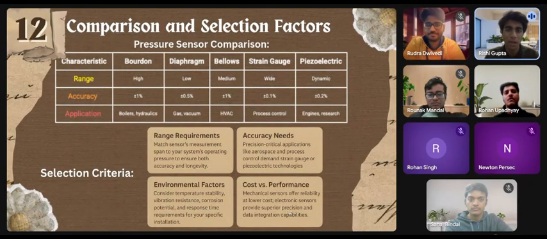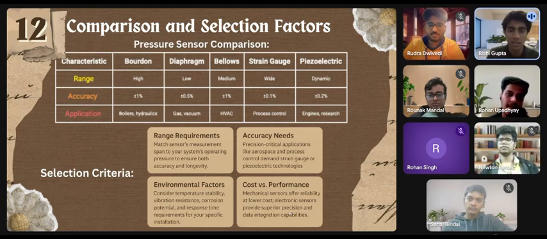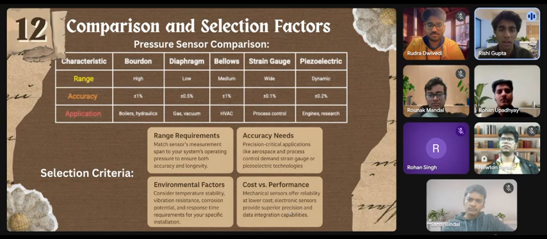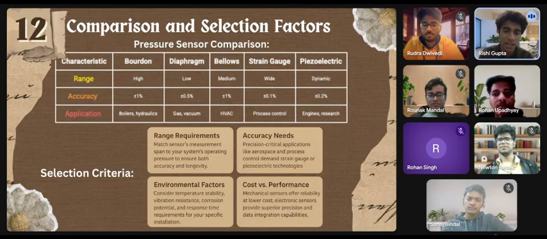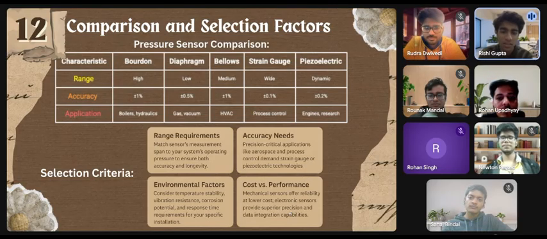So here is a comparison between all these gauges. As you can see, the Bourdon gauge has a higher pressure range, whereas the diaphragm pressure gauge has a very low range, whereas the strain gauge has a very high accuracy of 0.1%, whereas Bourdon and bellows pressure gauges have an accuracy of 1%. And also, these are the selection criteria: range requirements, accuracy needs, environmental factors, and cost versus performance.